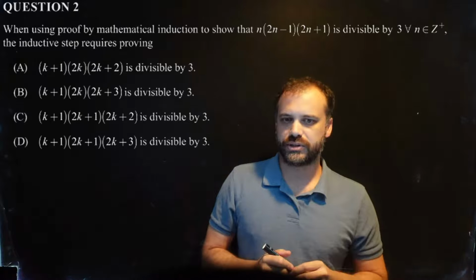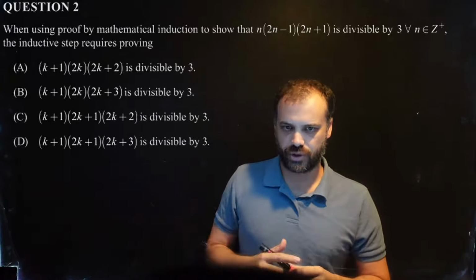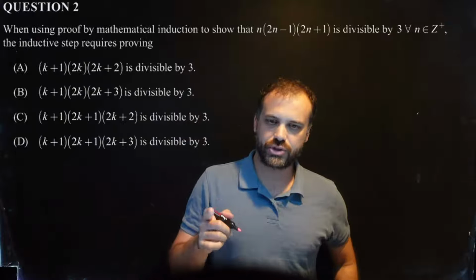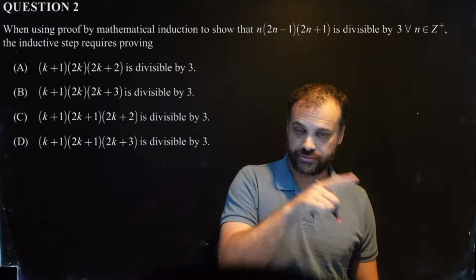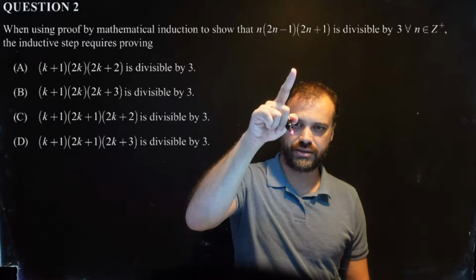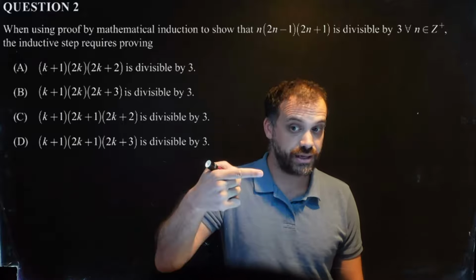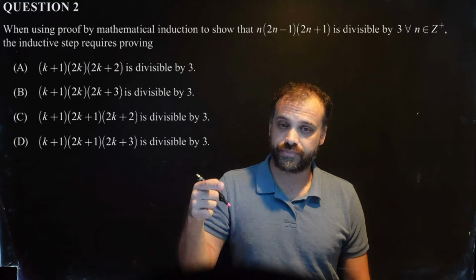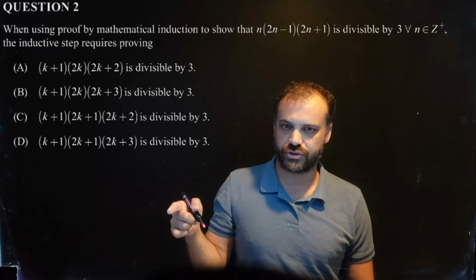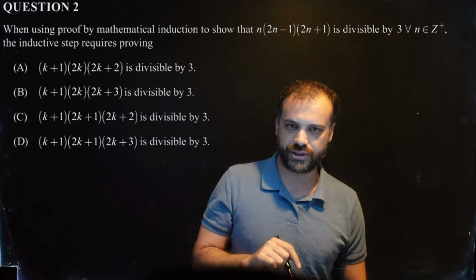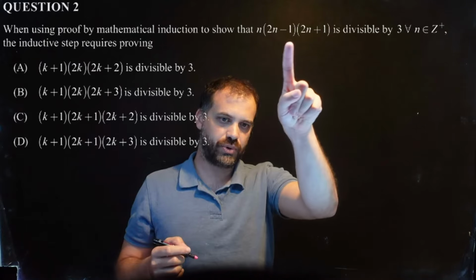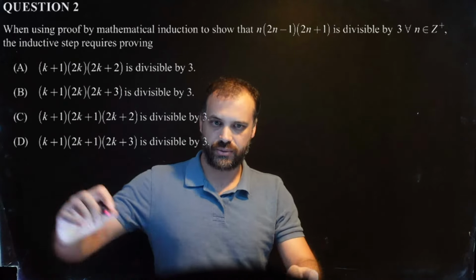All right, so what does the inductive step require us to prove? Well, it requires us to assume that it's true for k, right? So everywhere we see n, we substitute with k, but we're assuming that, and then we need to prove that it's true for k plus 1. All right, so let me sub k plus 1 in for everywhere where I see the letter n.